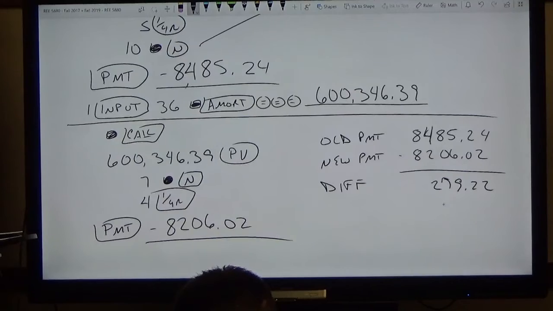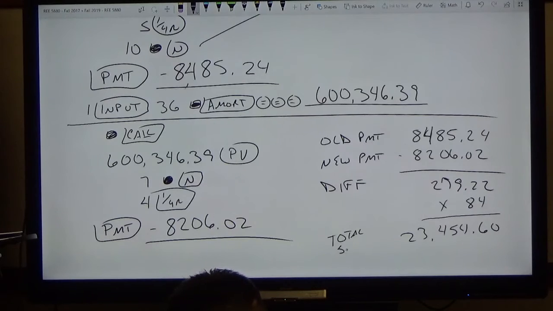For how many months? 7 times 12 is 84. Okay, so 84 months remaining. 23,454.60 would be our total dollar savings.